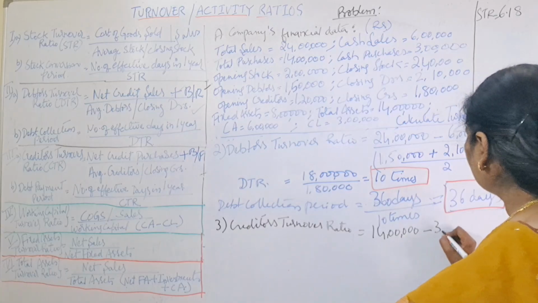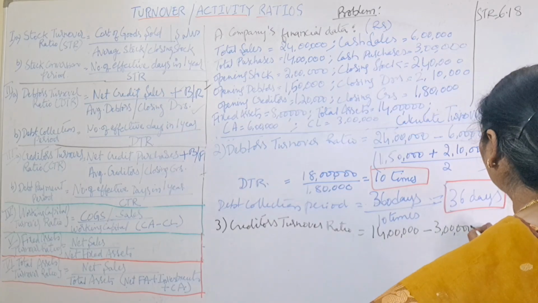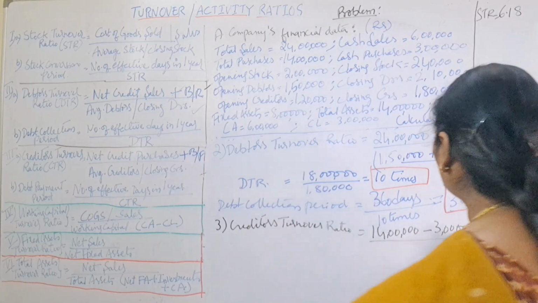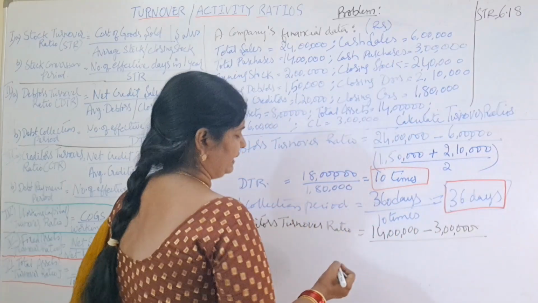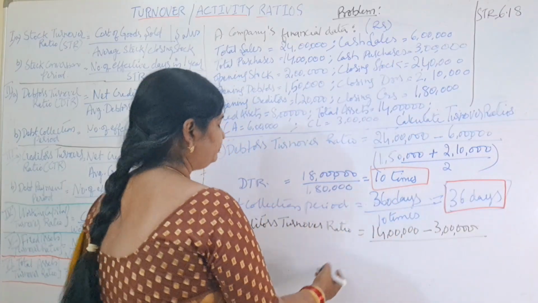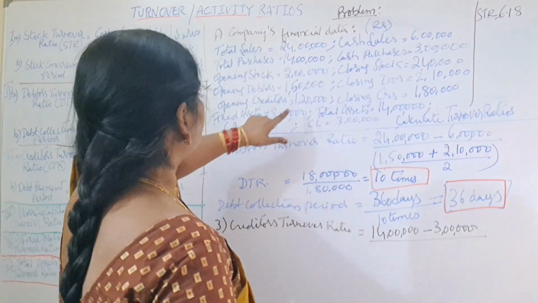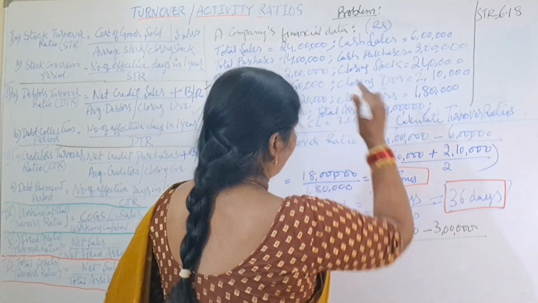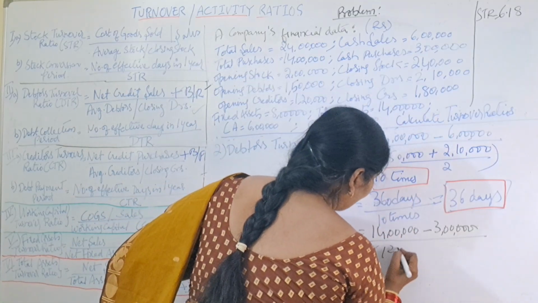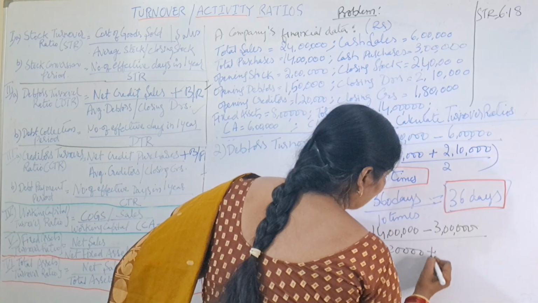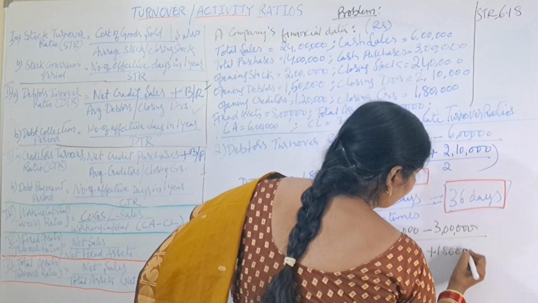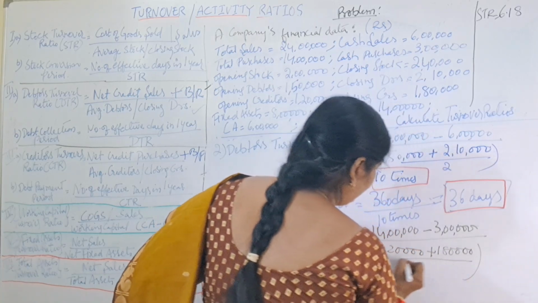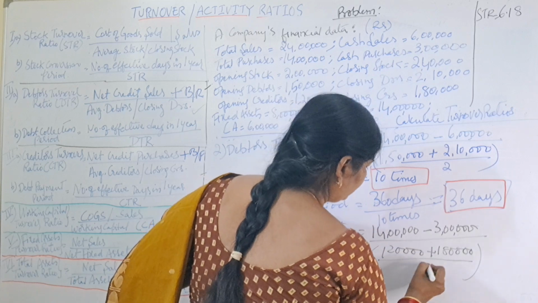What is your cash purchase amount? 3 lakhs, right? So how much will you get? 11 lakhs divided by average creditors, meaning opening creditors plus closing creditors divided by 2. So 1 lakh 20,000 plus 1 lakh 80,000 divided by 2.